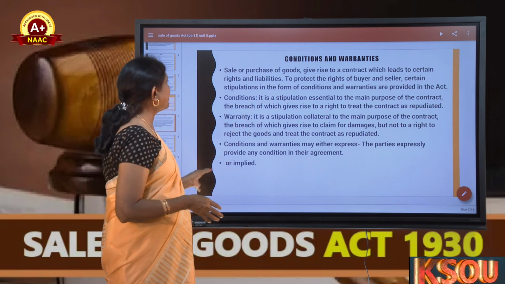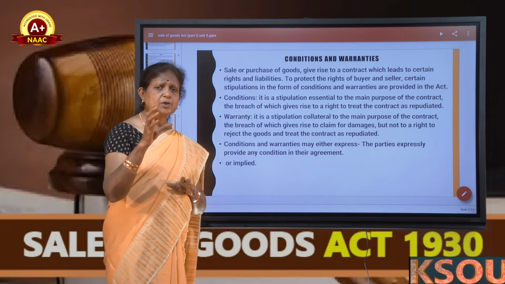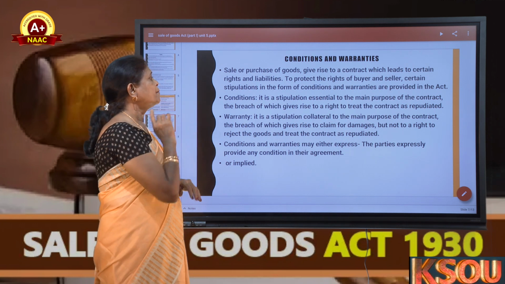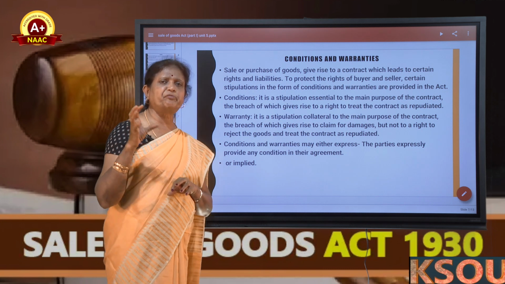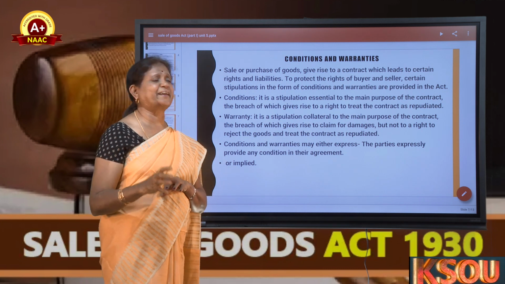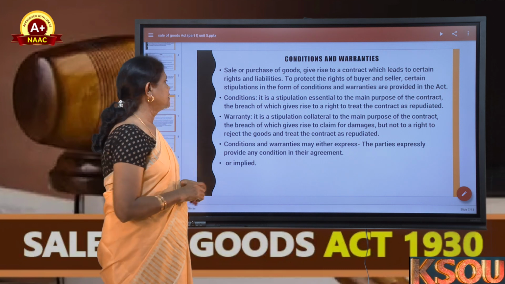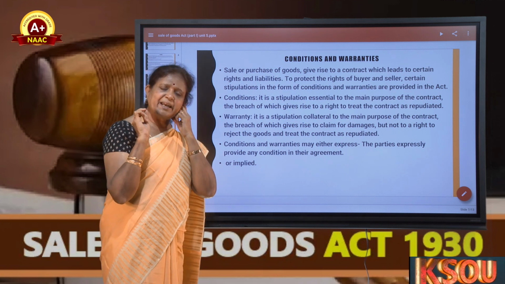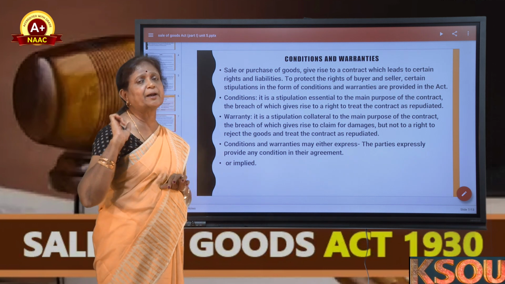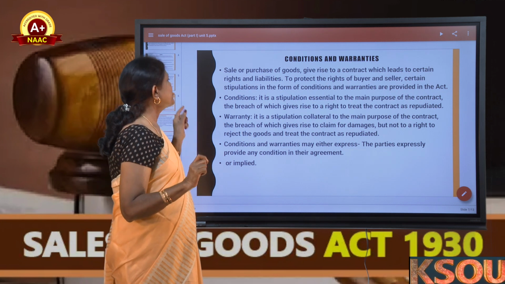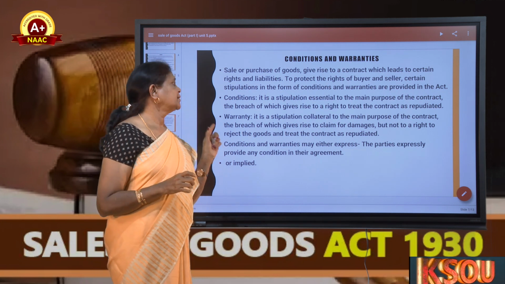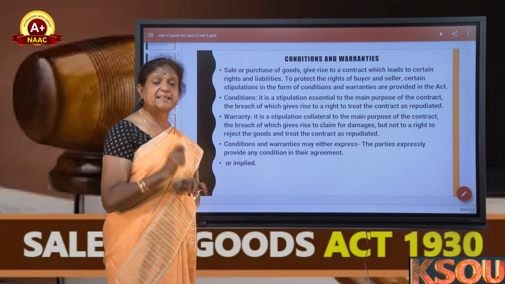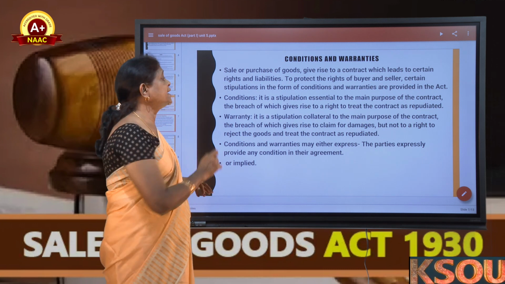So we have to see what is considered to be a condition. The definition of a condition is a stipulation essential to the purpose of the contract, the breach of which allows the buyer to repudiate the contract and claim damages. That means a right to treat the contract as repudiated. If the seller violates any condition attached to a particular sale of goods, the sale is considered a breach and the buyer can repudiate the contract.